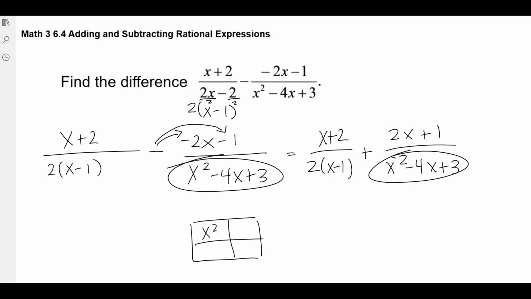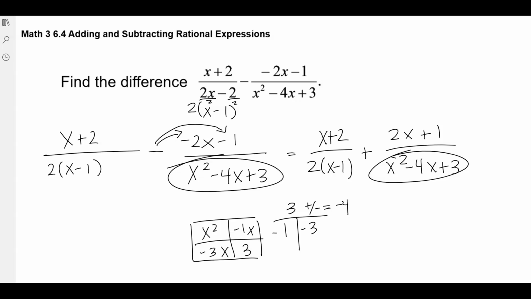So we have x squared, x, and 3. So we want factors of 3 that add or subtract to equal negative 4. So we only have 2 choices, 1 and 3. And then it's a negative positive, so that means both of them are negative. So it'll be negative 1 and negative 3.